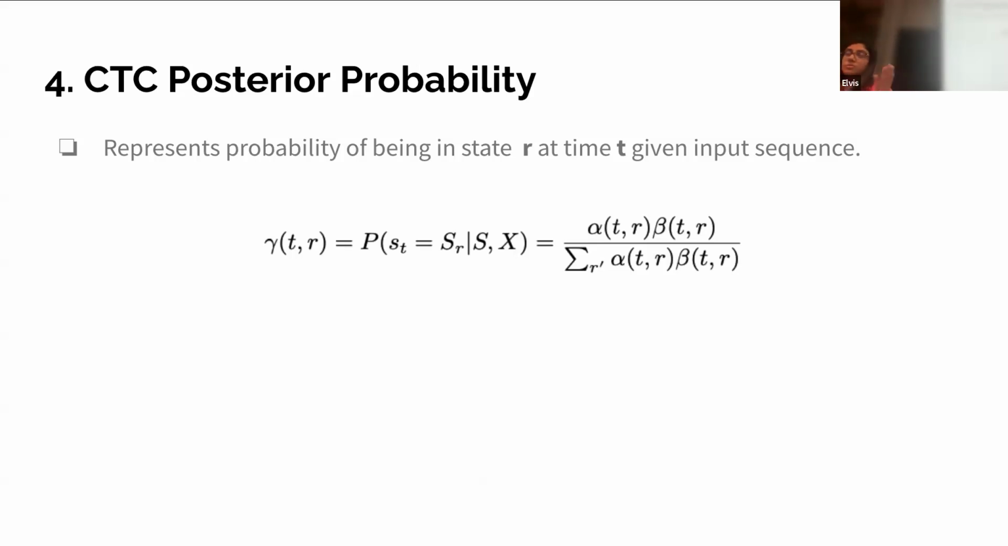We calculated the forward and backward probabilities, and next we use them to calculate our posterior probabilities. This represents the probability of being in a particular state at a specific time when you are given the entire input sequence. The posterior probability at time step t is calculated as the product of alpha and beta, and we normalize it by the total probability of all paths. This posterior probability is used to compute the CTC loss by summing over all valid paths that lead to a correct output sequence.